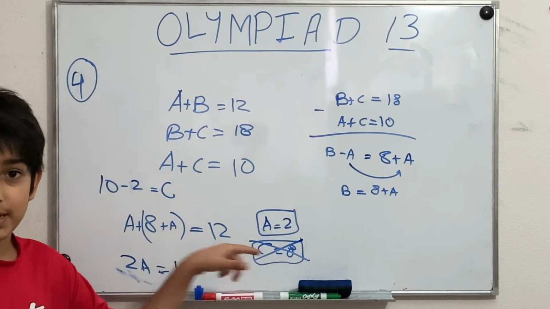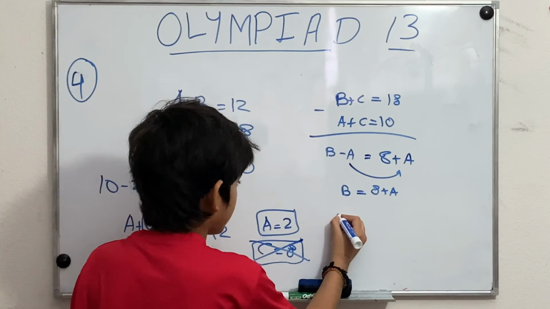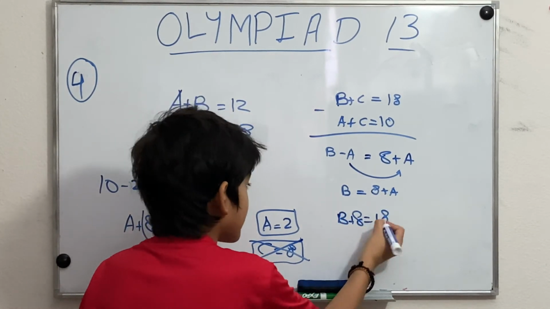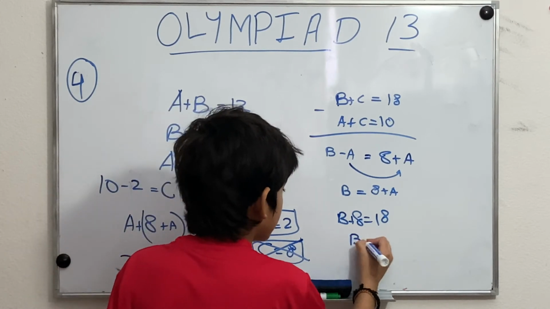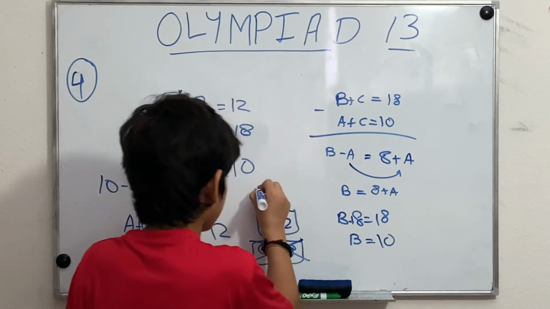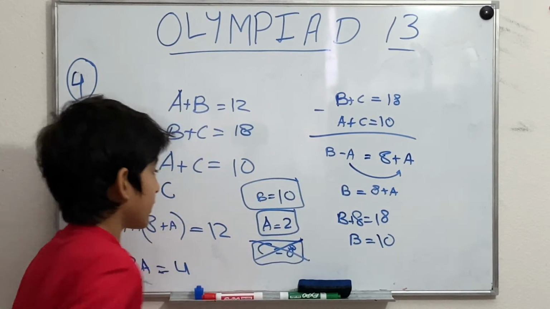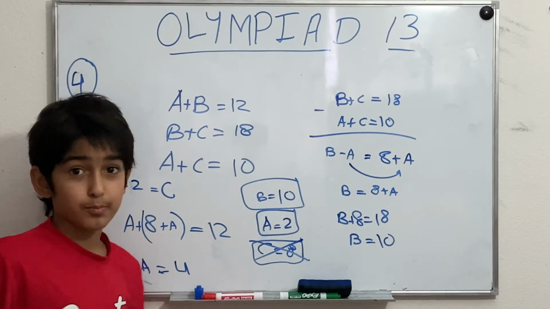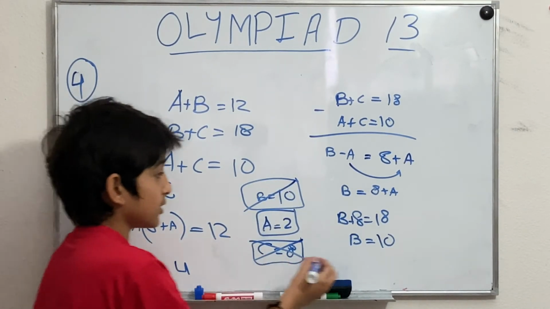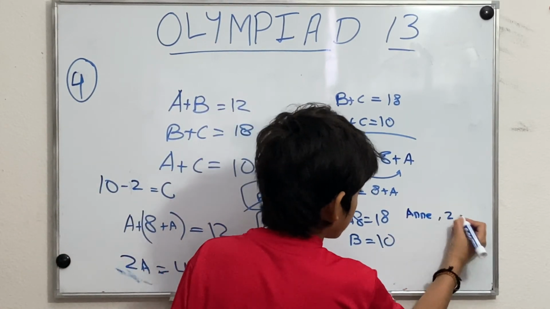But we also know C is 8, so what we can do is plug it into this equation. So B plus 8 is equal to 18. Bring the 8 to the other side, B is equal to 18 minus 8, which is equal to 10. So B is equal to 10. So now we can also cross this out because Annie's money is less, and we have to also find how much. So the answer is going to be Annie and $2.